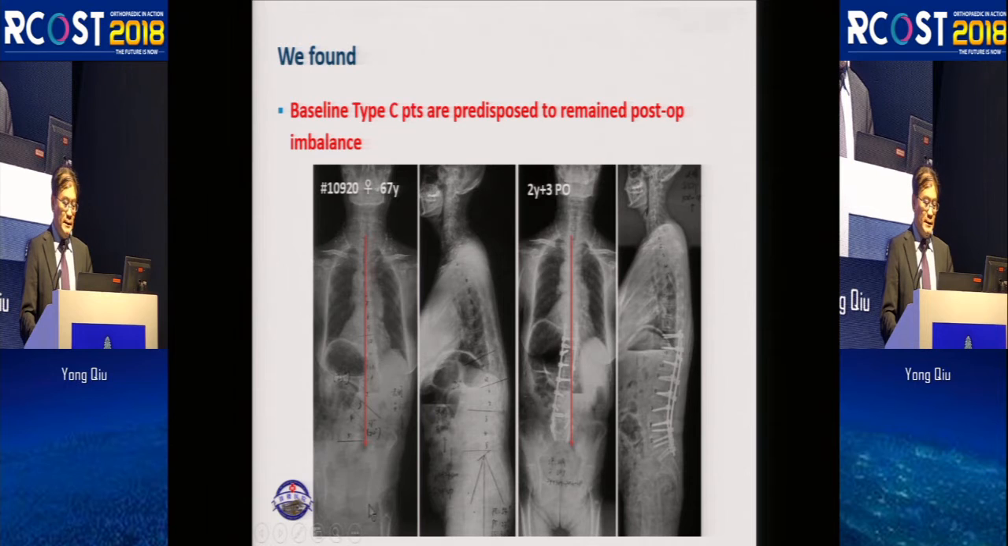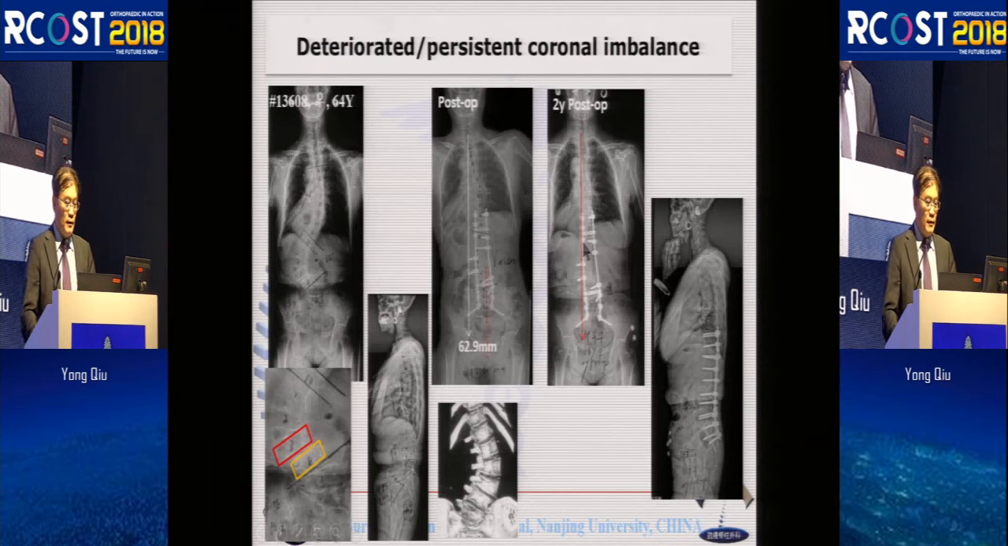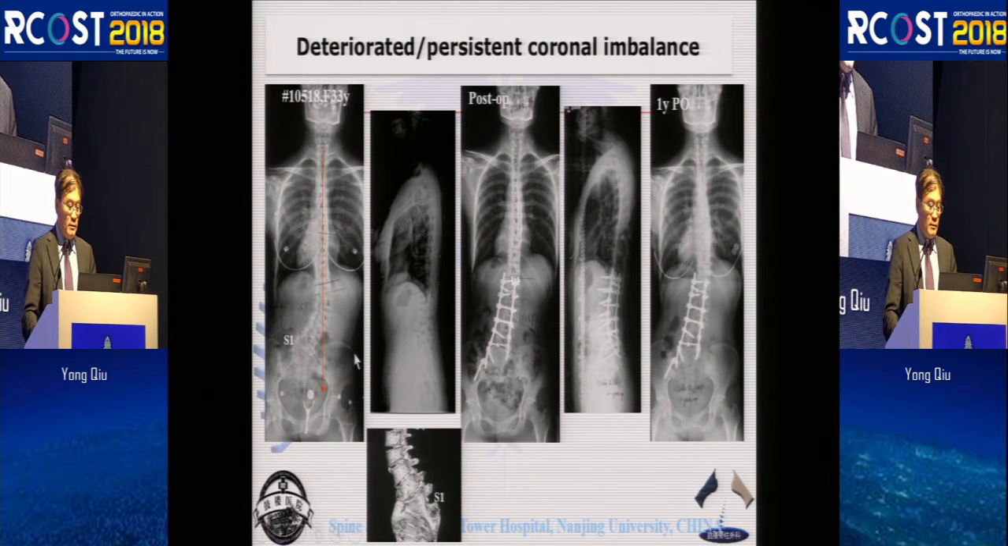Now look at this patient; it's a type C. After surgery, the imbalance persists, even in a 2-year follow-up. Sometimes the coronal imbalance is persistent. You can see immediately after surgery, the patient has an imbalance to the convex side. With time and follow-up, it's a little bit better, but the coronal imbalance persists. And here's another case, adult scoliosis with an S1 hemivertebra, and the patient was operated on in another hospital. After surgery, the coronal imbalance to the convex side persists, and we did a revision surgery for this patient.